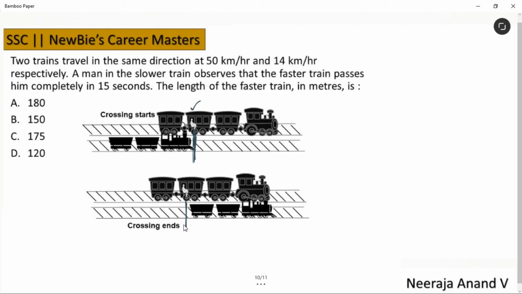Here, it is like a first pattern. Train crossing a standing man. But this man is having the speed. What speed? This train's speed. Understand this properly. Man is stationary, but he is inside the moving object. So whatever the speed of that moving object is the speed of that man.